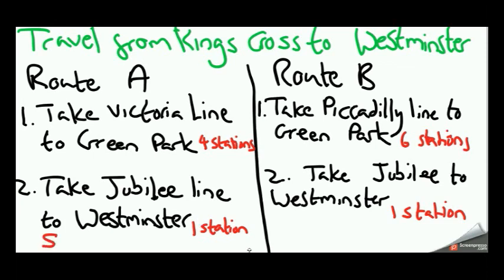You've got a different route to go on if you wanted to. You could take the Piccadilly Line to Green Park, which would be 6 stations. You'll then take the Jubilee to Westminster, like in Route A, which is 1 station. So altogether, you'll be going through 7 stations. Now, I don't know about you, but I would much rather take Route A, which would be quicker, than Route B. But this is where conditions come into play now.